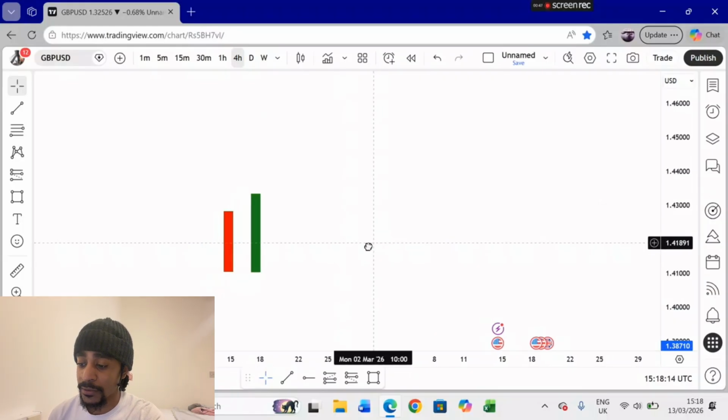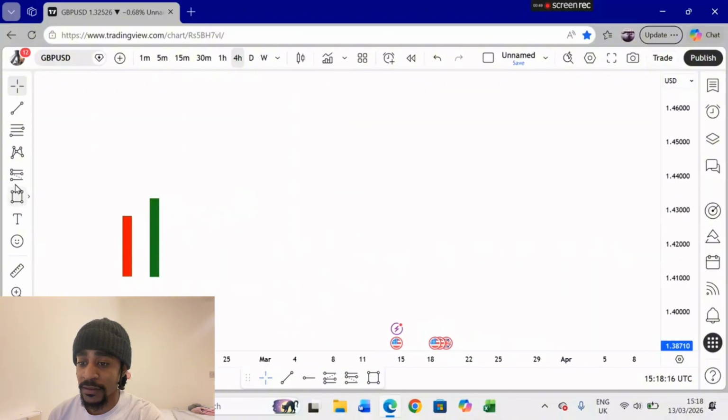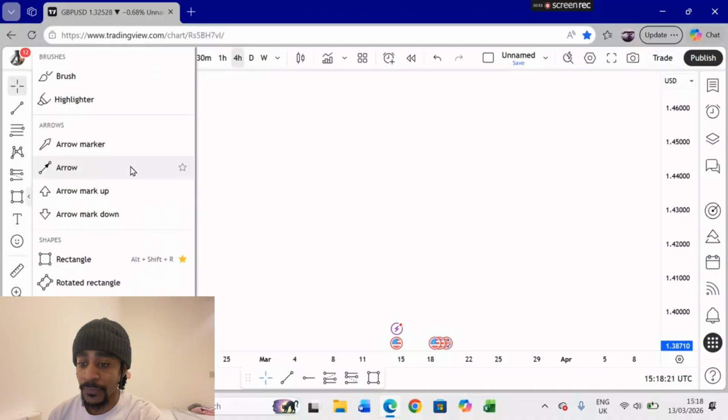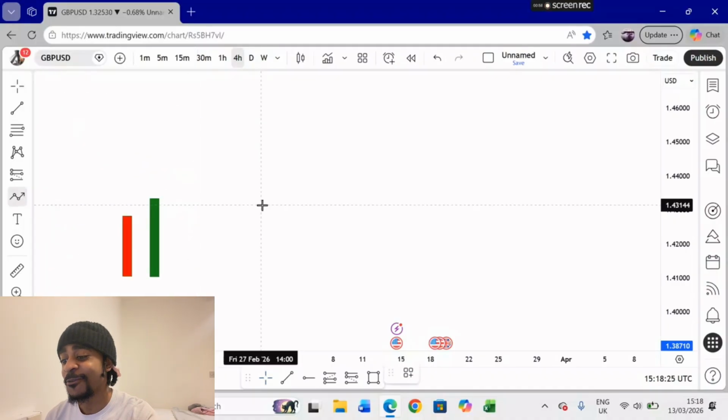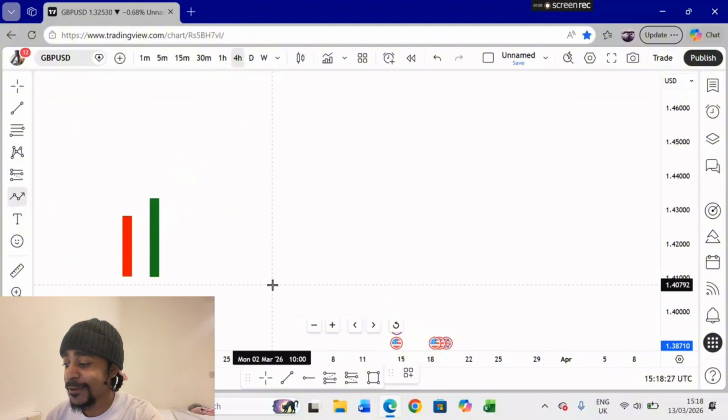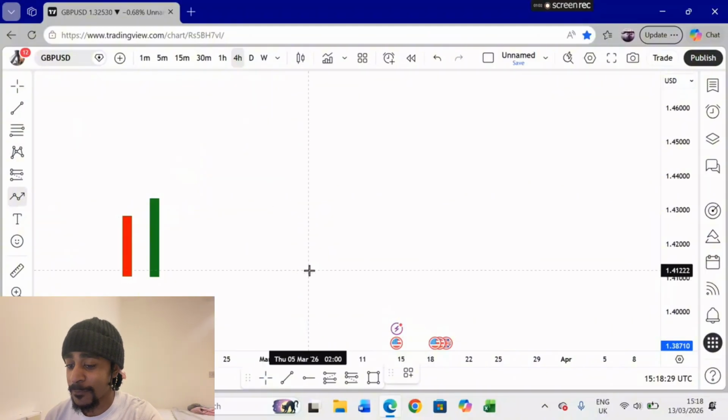Now with chart patterns, to make it simple and easy, this was the tool I was looking for in one of the other videos, but I couldn't find it. So I managed to find it now.